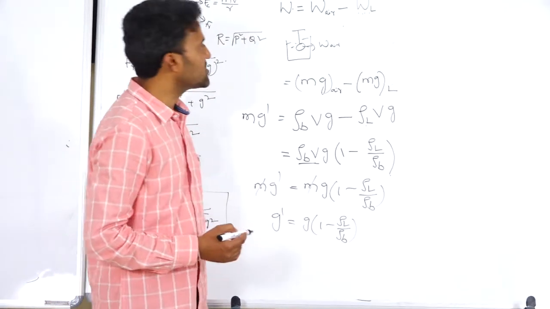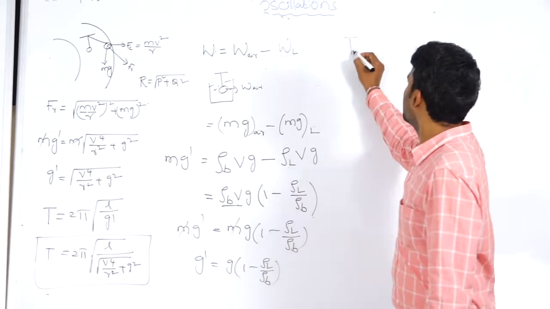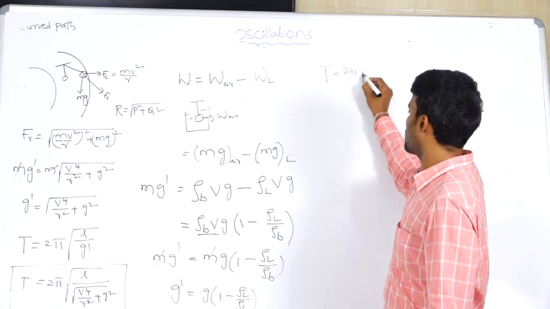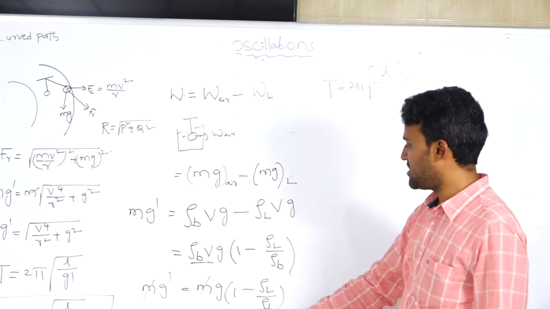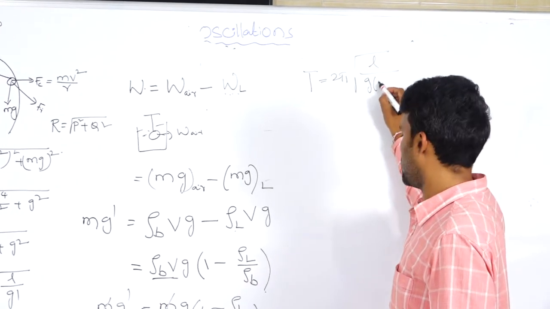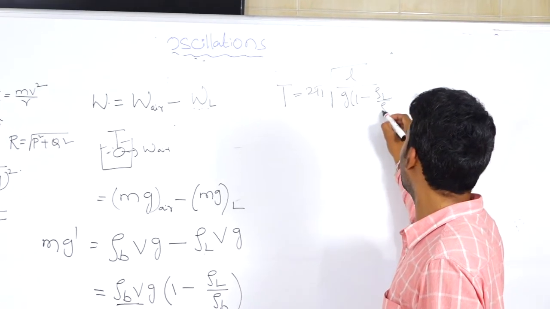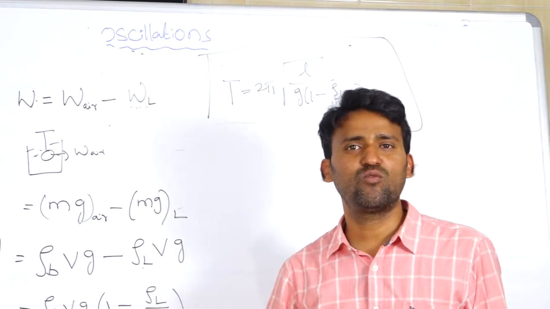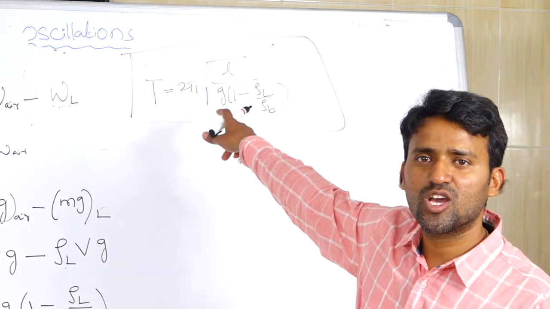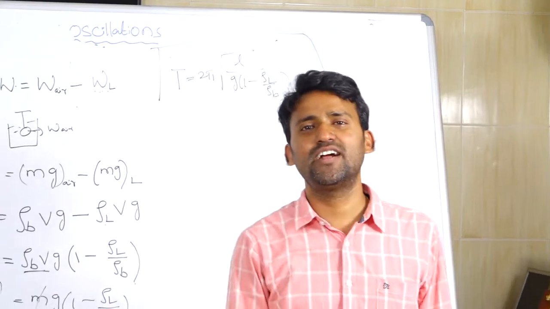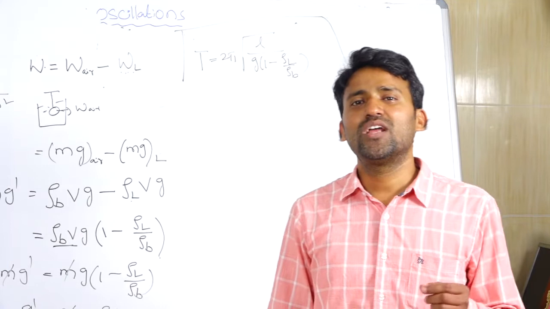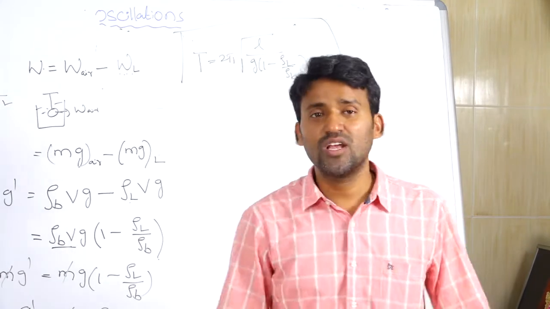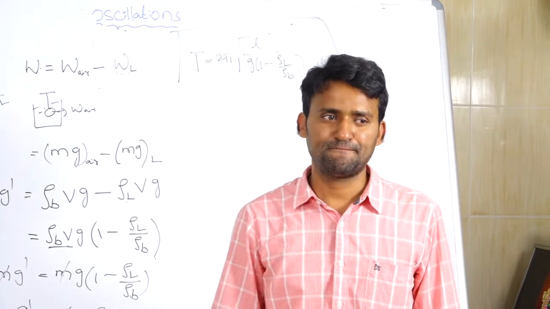This equation we can substitute in the time period. T is equal to 2 pi under root of L divided by g dash, means g into 1 minus rho L divided by rho B. When an object is oscillating inside the liquid, what is the time period? T is equal to 2 pi under root of L divided by 1 minus rho L divided by rho B into g.